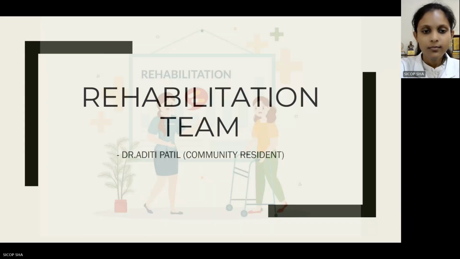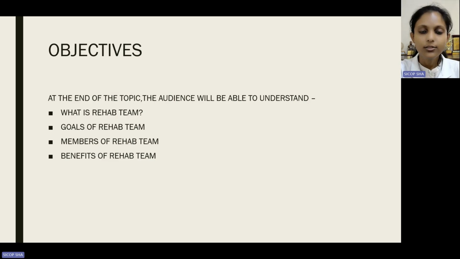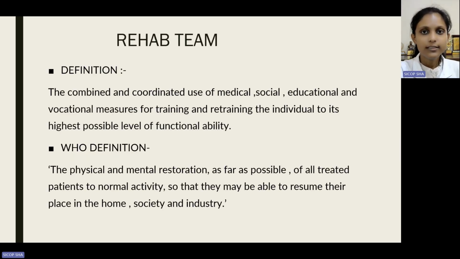Today, we will be discussing what is rehab and what is a rehab team. So today we'll be saying what is a rehabilitation team. At the end of the topic, the audience will be able to understand what is a rehab team, what are the goals of the rehab team, what are the members of the rehab team, and what are the benefits of the rehab team. So, what is a rehab team?